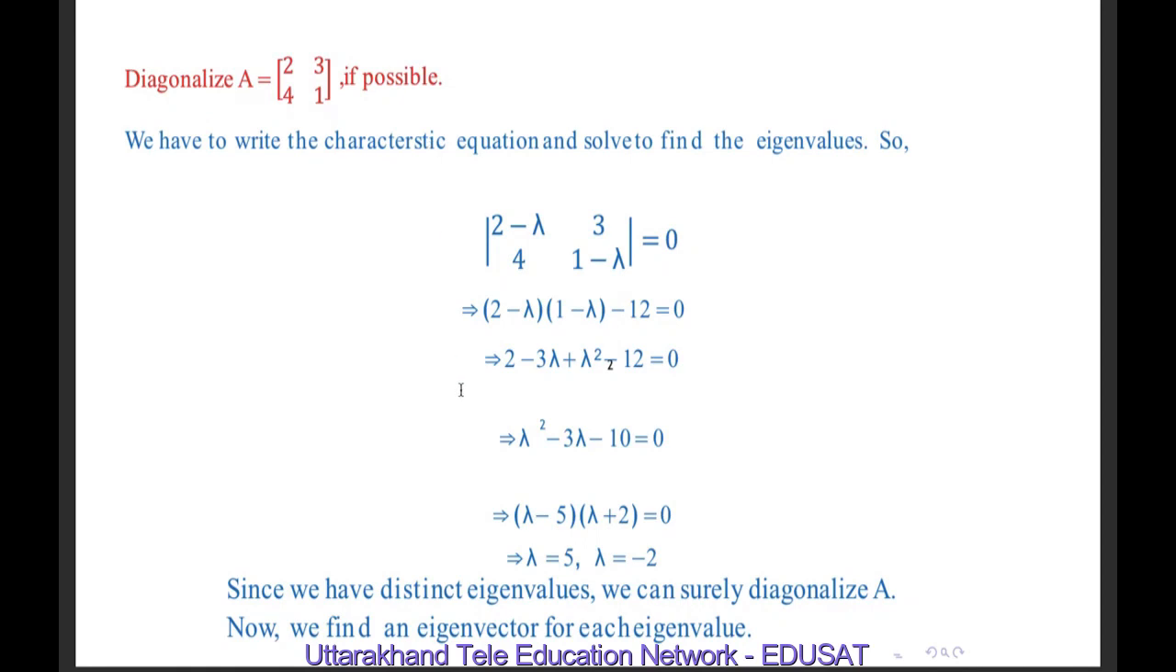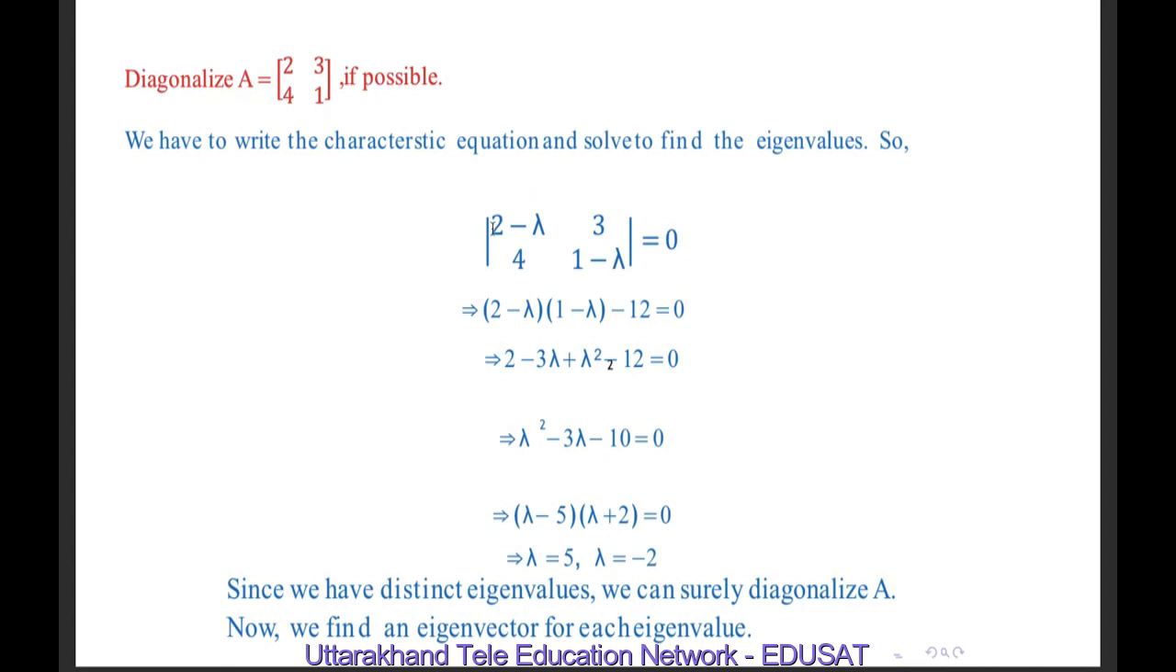So first of all, we will write the characteristic equation and solve it to find the eigenvalues. Yesterday we discussed one example of a matrix of order 3 in which we found the characteristic equation, characteristic polynomial, eigenvalues and eigenspace. So a similar step we will follow here also.